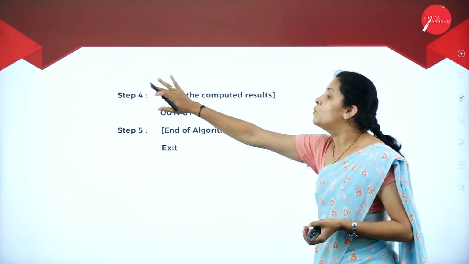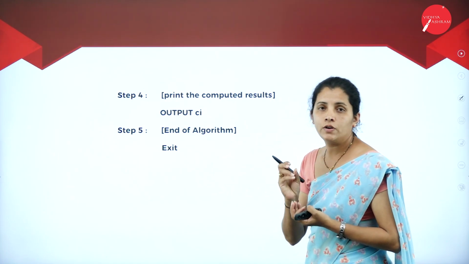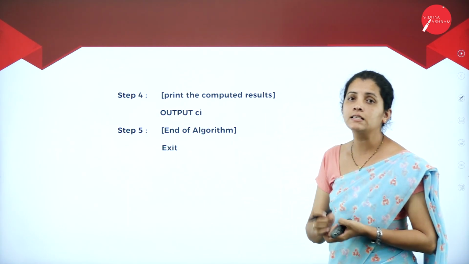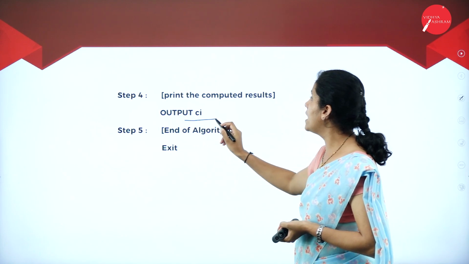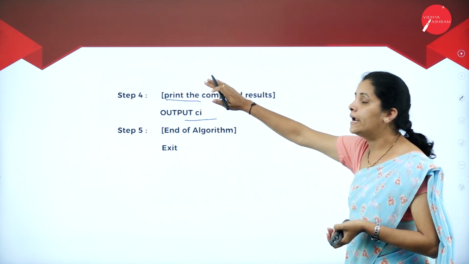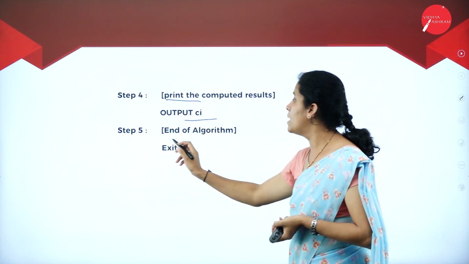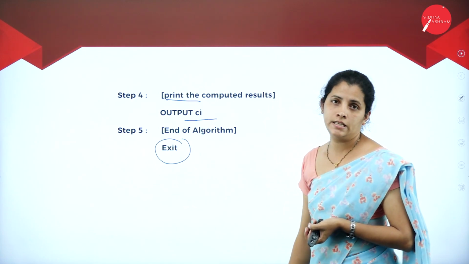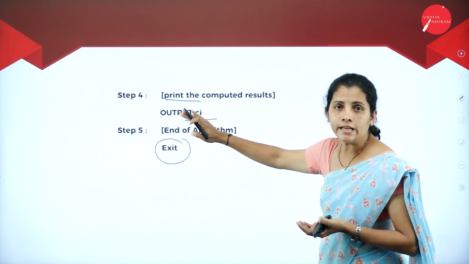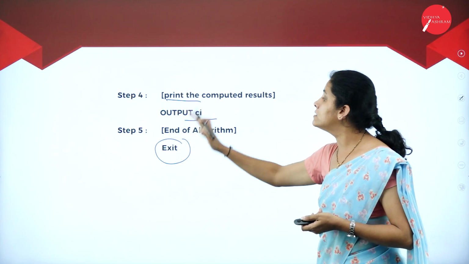Moving further, what is my next step? I'm going to print the calculated compound value. So what is my output? That is nothing but the CI. That is, print the compound result. Then at the end, I want to end my algorithm. That is the reason I'm going to use the exit keyword. That means it illustrates that this is the end of the algorithm, or this is the exit point of the algorithm.